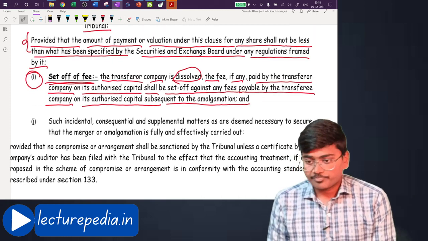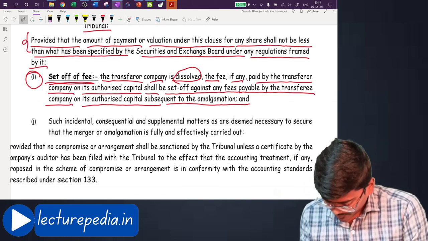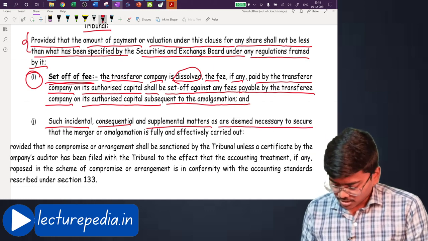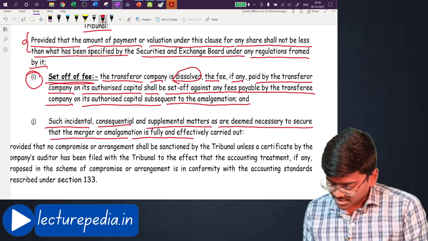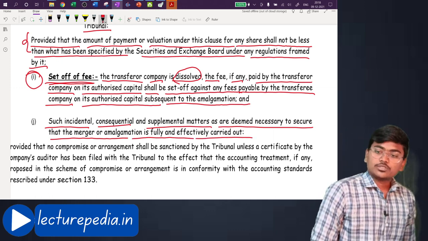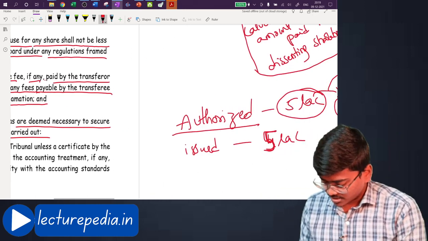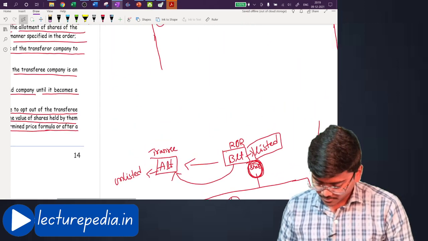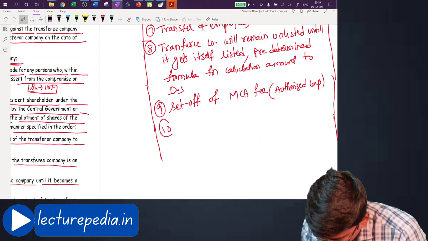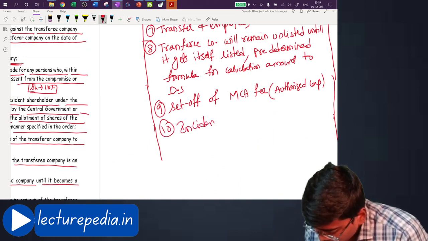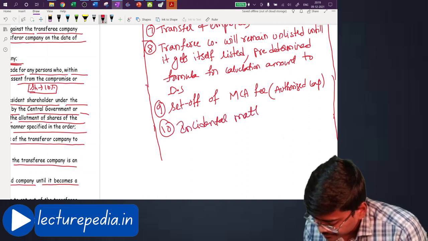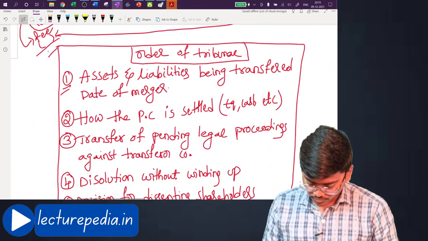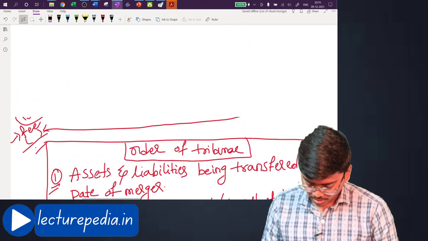We have completed 9 points, and the last 10th point is, such incidental, consequential and supplemental matters as are deemed necessary to secure that the merger or amalgamation is fully and effectively carried out, and such other incidental matters should also be provided in the order. You can say such incidental matters. Now you can quickly take a note of this entire points which we have discussed. If you want, you can also draw this diagram also.